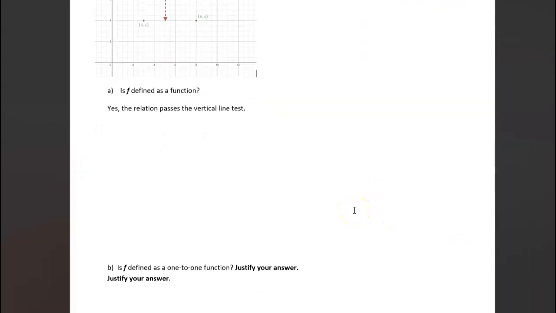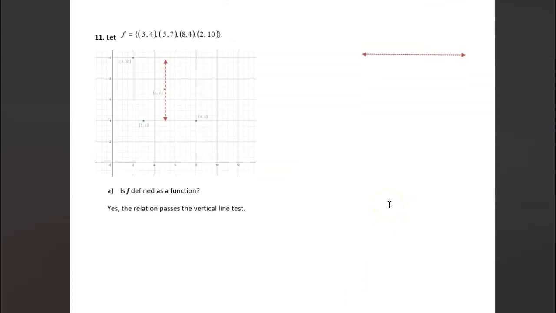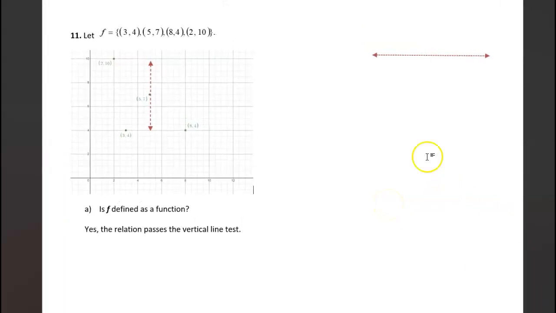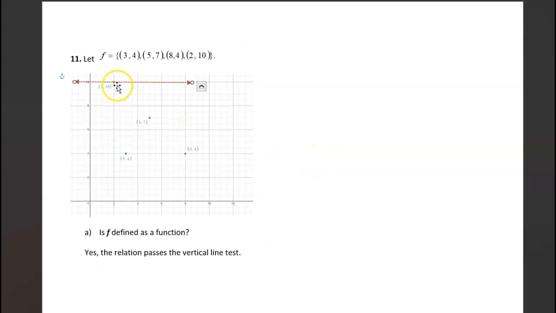Now, the second part is asking if f is defined as a one-to-one function. When we refer to a one-to-one function, it's pretty much the same idea as the vertical line test, but it has to deal with the inverse. If you were to do the inverse for the second question, now you're looking at all the coordinate points flipped. So in this situation for part B, for the function to be defined as a one-to-one function, you cannot have two y values be the same.